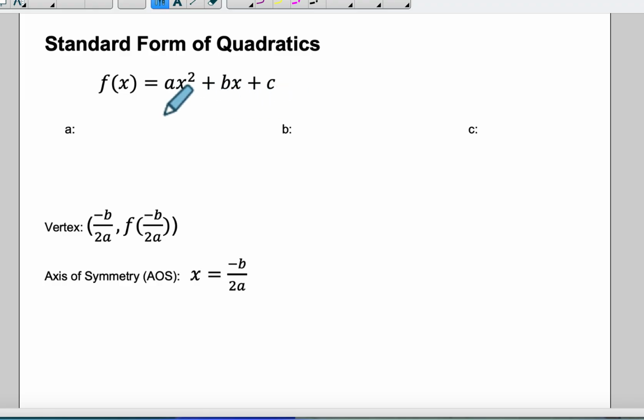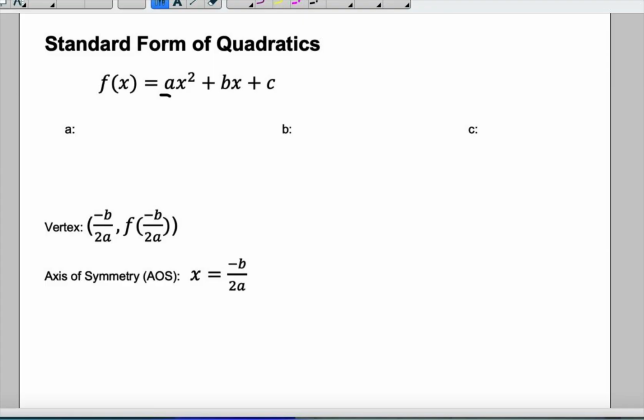So the a, actually the vertex form had an a as well. This one still has an a. The a value is our leading coefficient, just like it was in vertex form. And it still does all the same stuff. It tells you if it opens up or down. It tells you if it's vertically stretched or vertically shrunk. It does all the same things that it did for vertex form. It's the same letter.